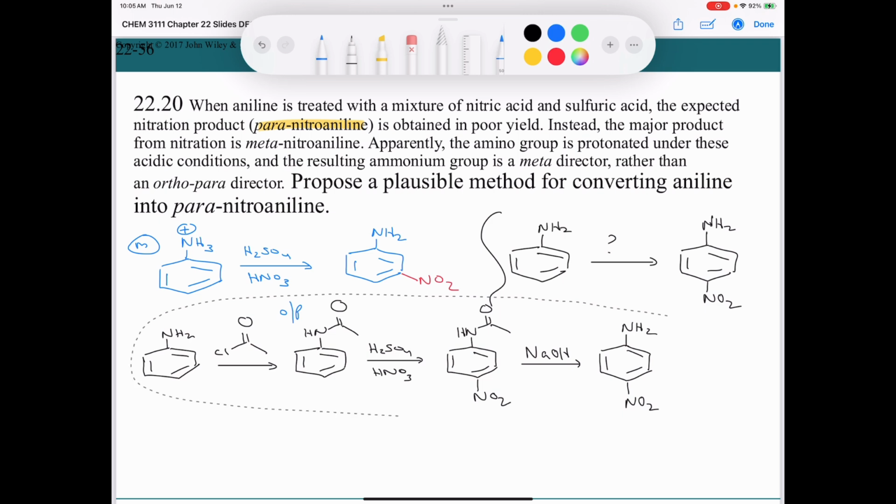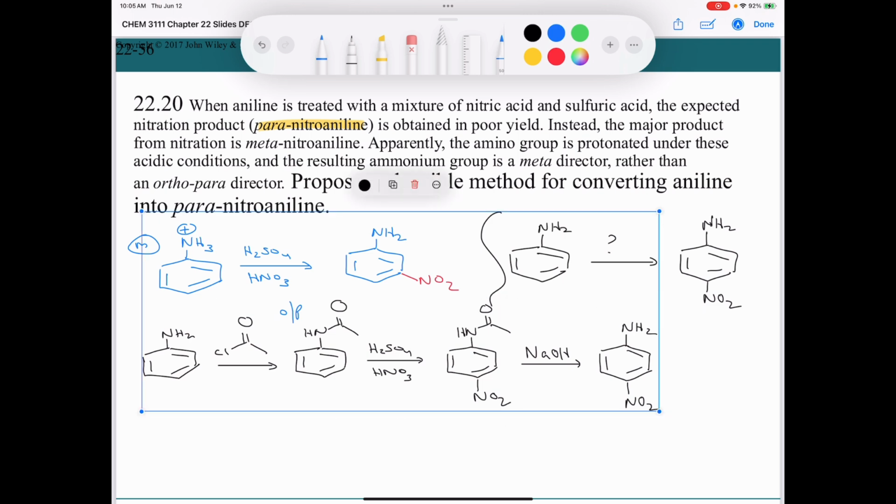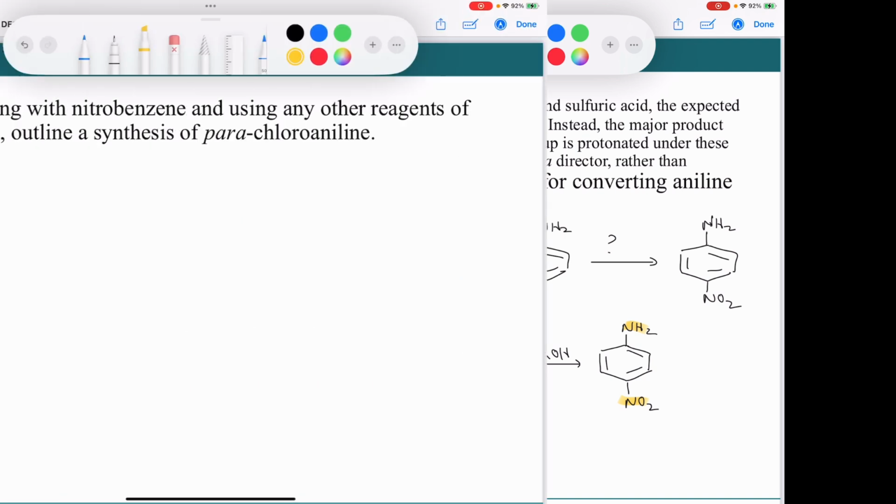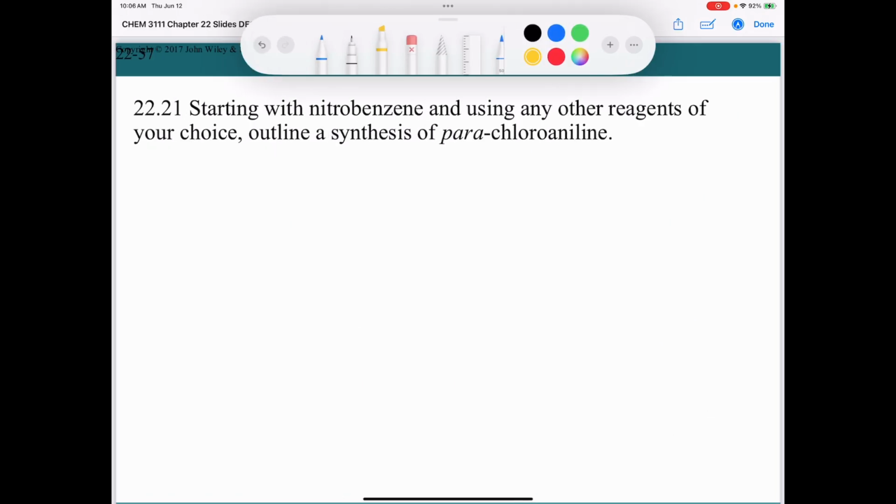You know, this question is really great because it illustrates a lot of what organic chemists do, which is try to dream up new ways to make molecules that are difficult to make, and this is a tricky synthesis. So you have to understand that the acylation is going to mitigate the reactivity of that amino group, and it's going to allow you to put that nitro group in the para position exactly where you want it.